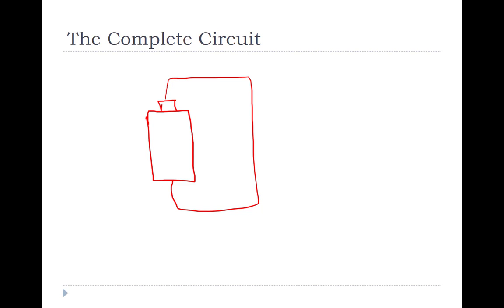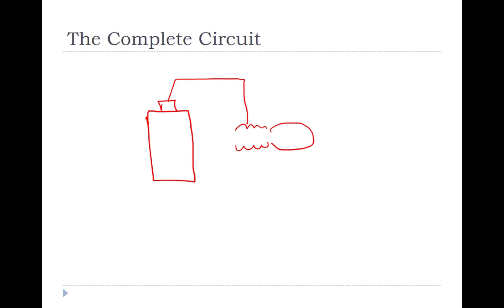Okay, so let's modify our circuit to make it a little bit harder for those electrons to flow. What I'm going to do is add, let's say, a light bulb. Oh, I am not drawing my light bulb very well. I'm going to try again here. Here I go. Dr. Murphy, what are you doing?